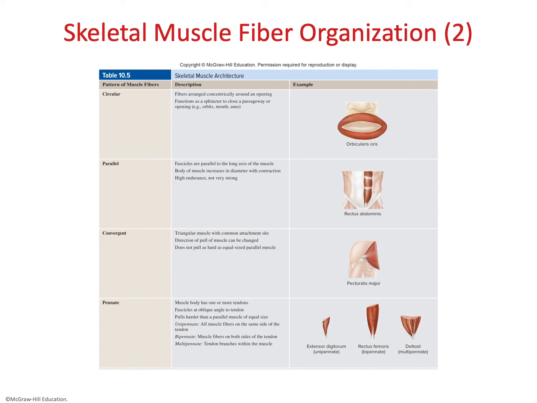So a circular type of muscle would be the orbicularis oris, which is a circular muscle that surrounds your mouth. A parallel muscle would be an example of the rectus abdominis, or your biceps brachii, which would be parallel muscle fascicle strands. Convergent, you have your pectoralis major there, where it converges at a point, kind of like a triangle. And then pennate have several different bodies to them.